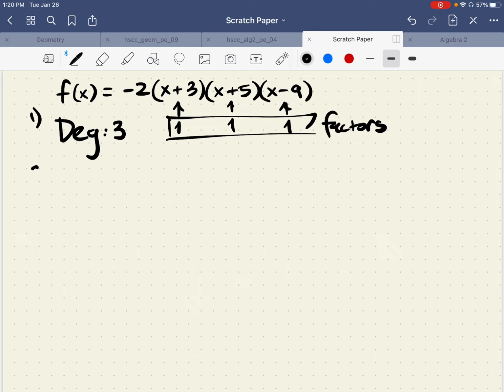Number two, what is the sign of the lead coefficient? So is it positive or negative? Well, the lead coefficient is right here. It is negative, so I am going to say that the answer is negative. All right, so those are the two things that we have.